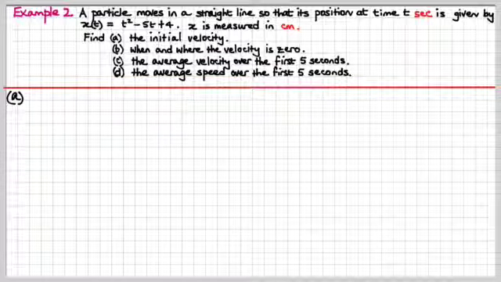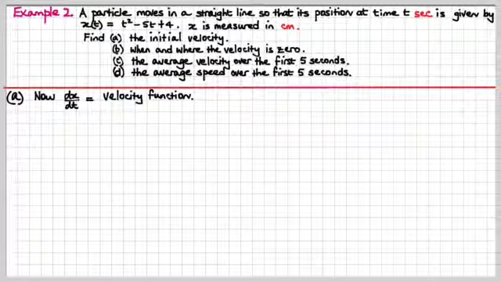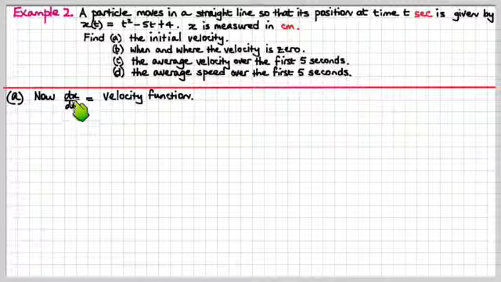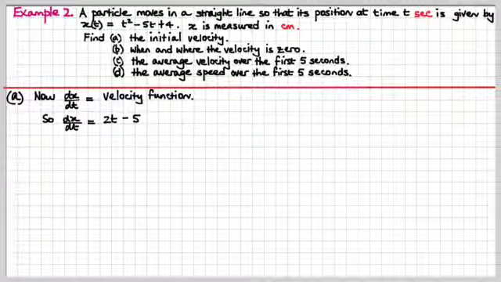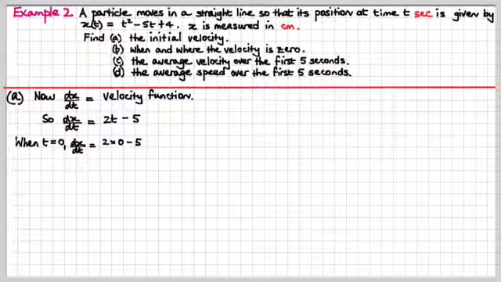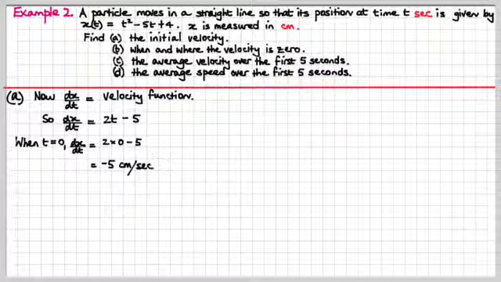The initial velocity. Now, this is the position function. So to get the velocity function, what do we need to do? Yes, we need to get the derivative of the position function. So for that case, if x as a function of t is t squared minus 5t plus 4, you know how to do the derivative, don't you? 2t minus 5. So the initial velocity would be when t is 0, which if we plug 0 into this function up here, we'll just get minus 5 centimetres per second, alright?